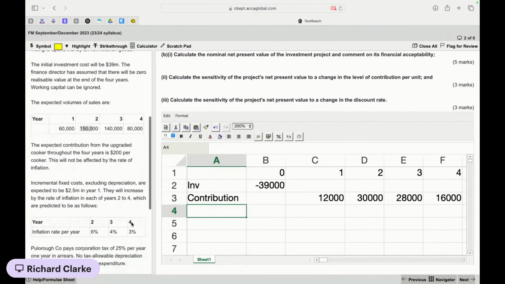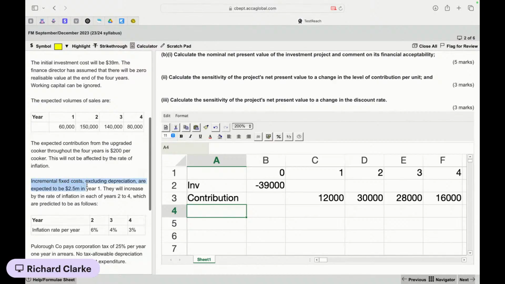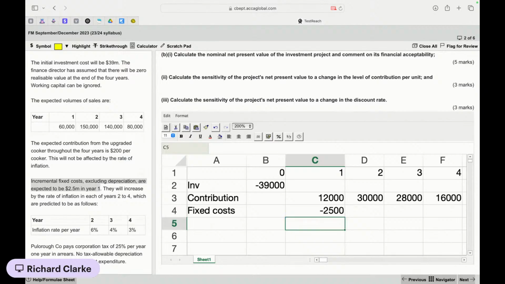Then it goes on to say incremental fixed costs, excluding depreciation, are 2.5 million in year 1. So I'll put in here fixed costs. They're 2,500, aren't they? But as a minus, doing it in thousands, in year 1. And then they increase in years 2 to 4 according to inflation. Inflation in year 2 is 6%, in year 3 it's 4%, and in year 4 it's 3%.